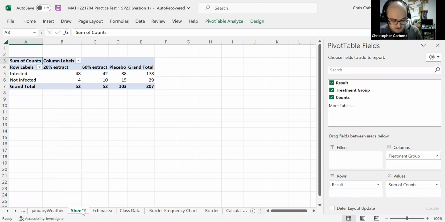To rename it again, we're going to double left click the sheet 2 name on there and rename that the Echinacea table, and insert that on there.